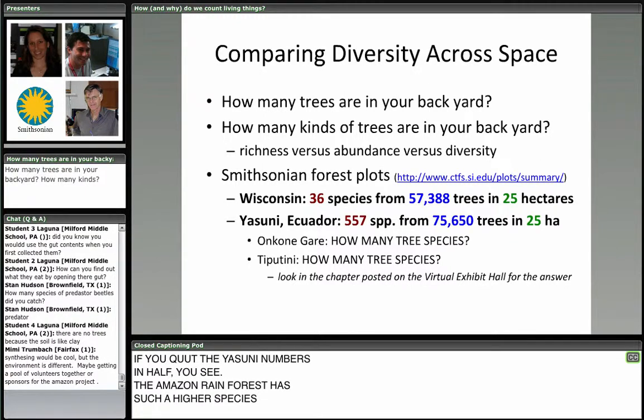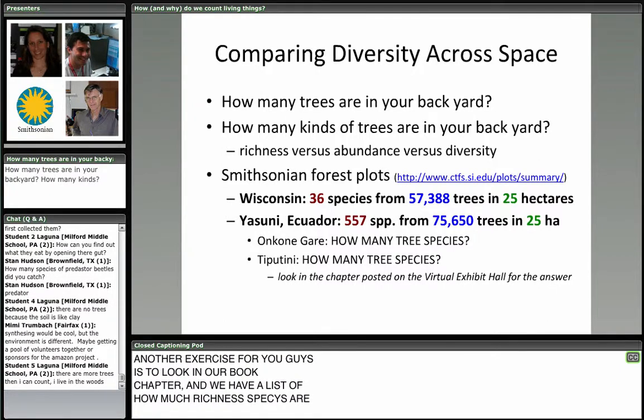So another homework exercise for you guys is to go and look in our book chapter, and we have a list of how many tree species are in our Onkone Gare plot and in our Tipitini plot. And remember, these two plots are only 1 hectare, so 1/25 the size.